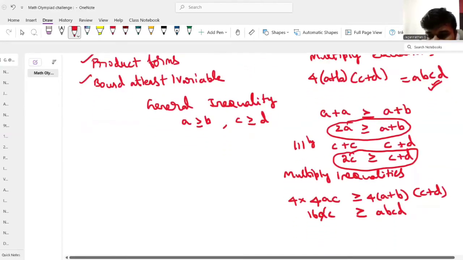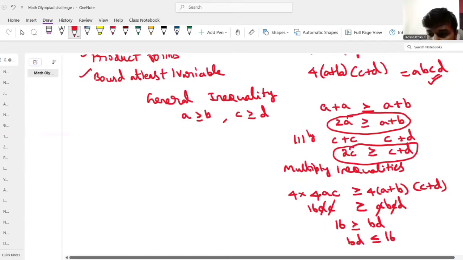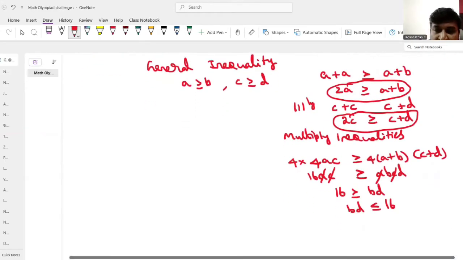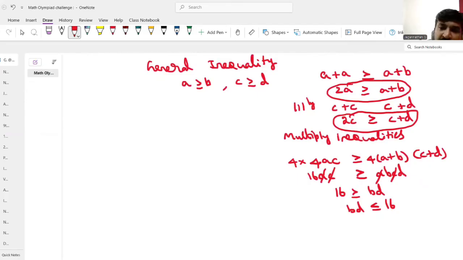So now you focus. a and c, both positive values, can be cancelled out on either side. From which I get 16 is greater than or equal to bd. In reverse, I can also say bd is less than or equal to 16. Okay. Now you can see we are making good progress. We are creating a bounding. Until now there was no bounding, but now we have reached some bounding.